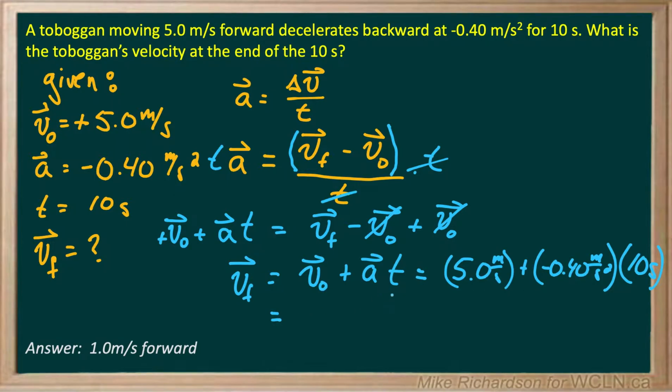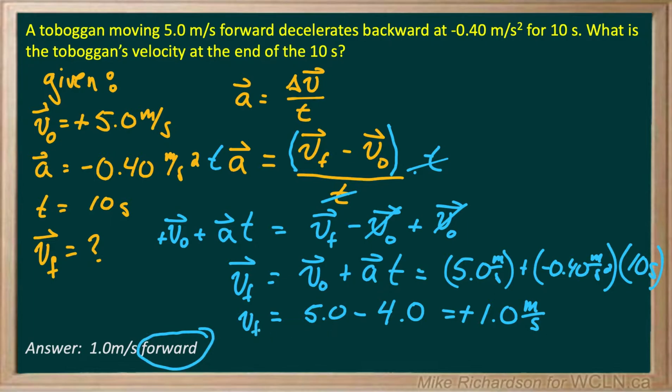Now when I work through the bottom, I'm going to drop the units now. I get 5.0 minus 0.4 times 10 is 4. There'd be 2 sig figs in that term as well. And 5.0 minus 4.0 is 1.0, and the units would be meters per second. And notice my answer is positive. So we interpret the positive as forward. So my final velocity is 1.0 meters per second forward.